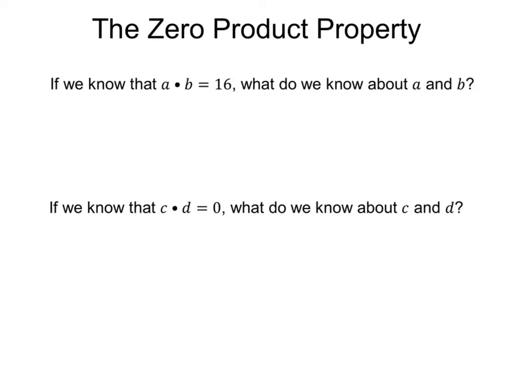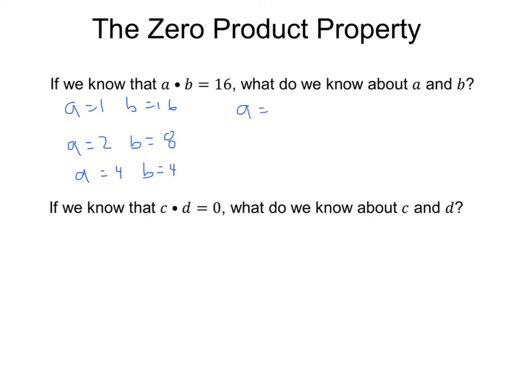Welcome back. Let's think about the first one. If we know that A times B is equal to 16, what do we know about A and B? Or more specifically, could we figure out what A and B are? The answer is not really, because there are so many possibilities. Maybe A is 1 and B is 16. Or maybe A is 2 and B is 8. Or maybe A is 4 and B is 4. Those would all work. We don't know which one of those is right.